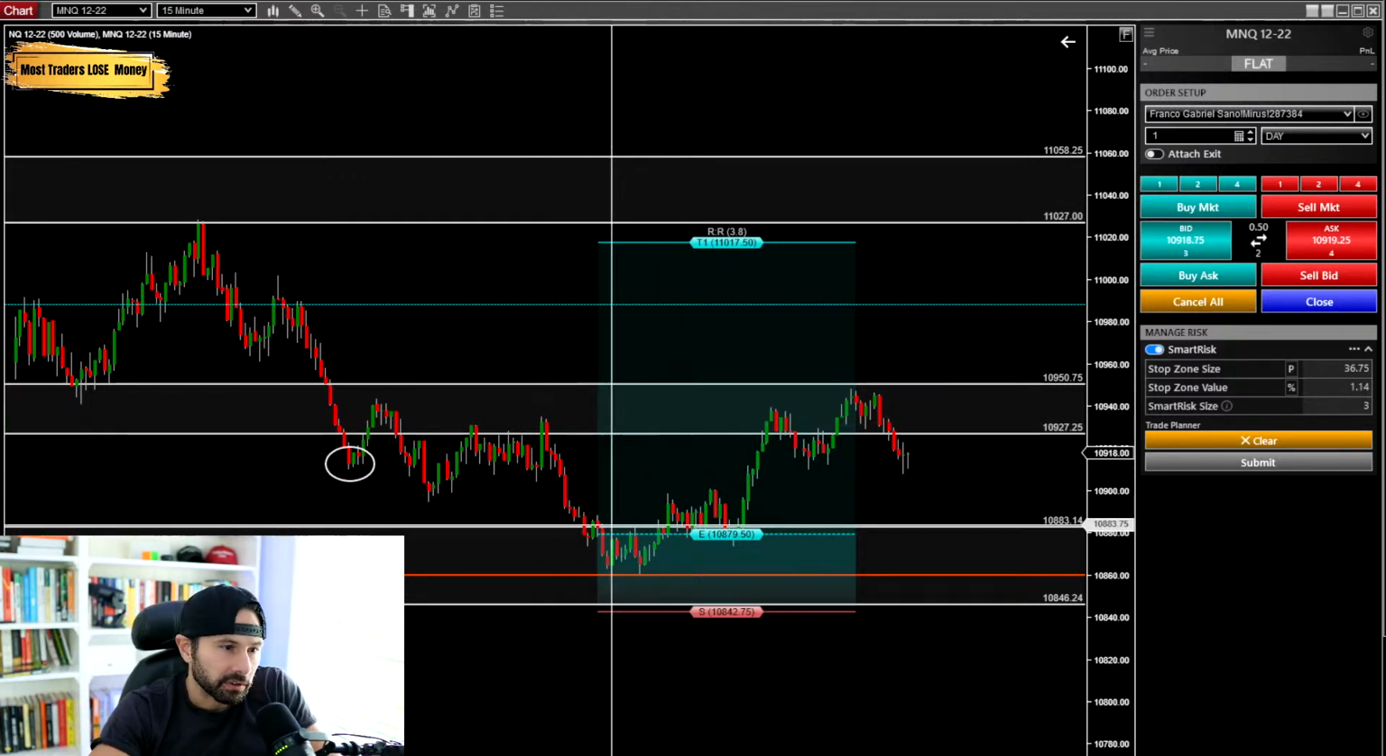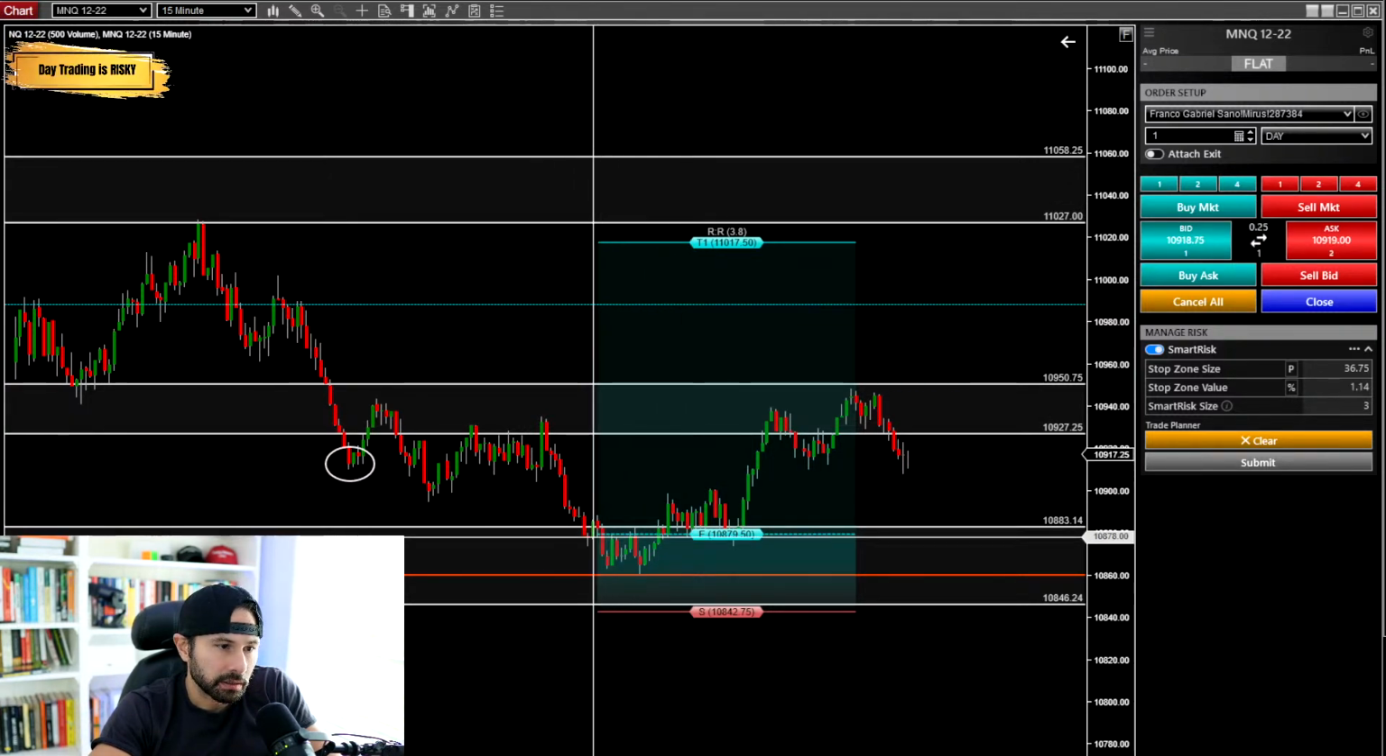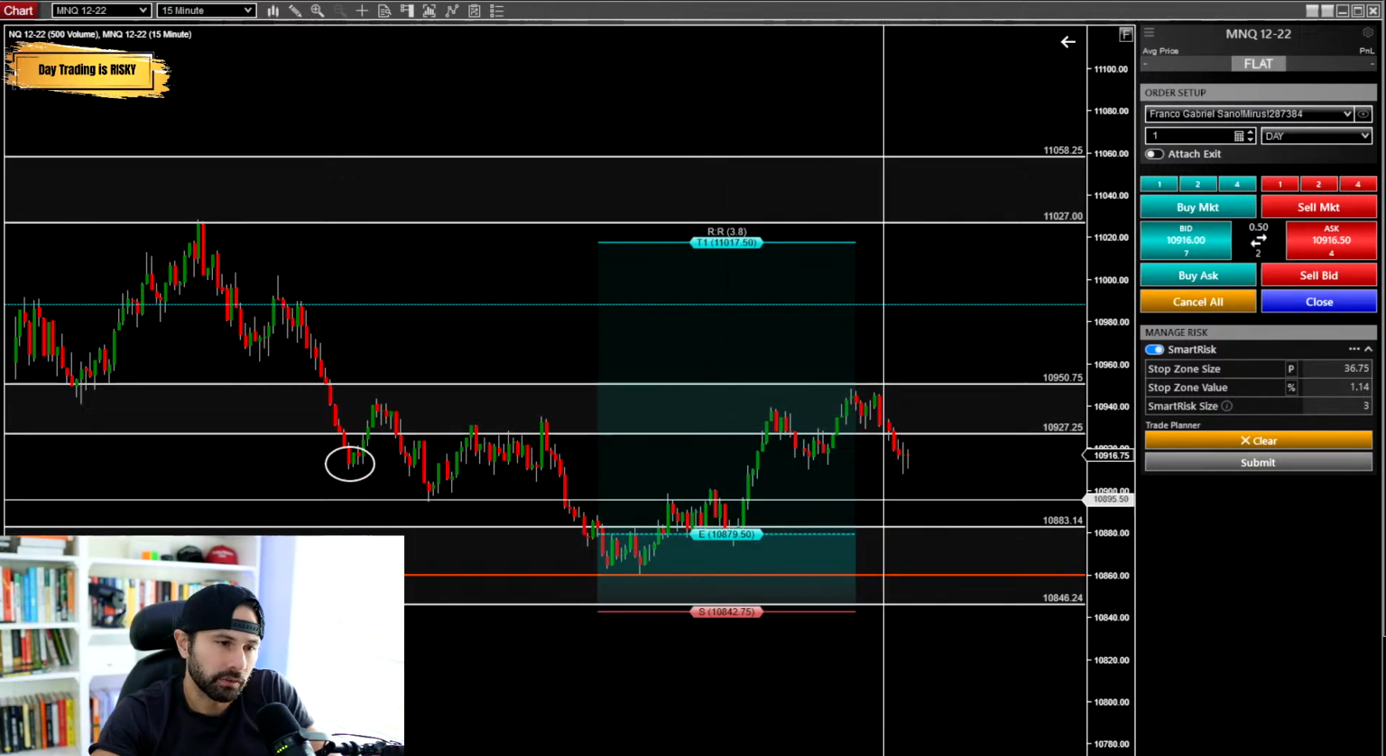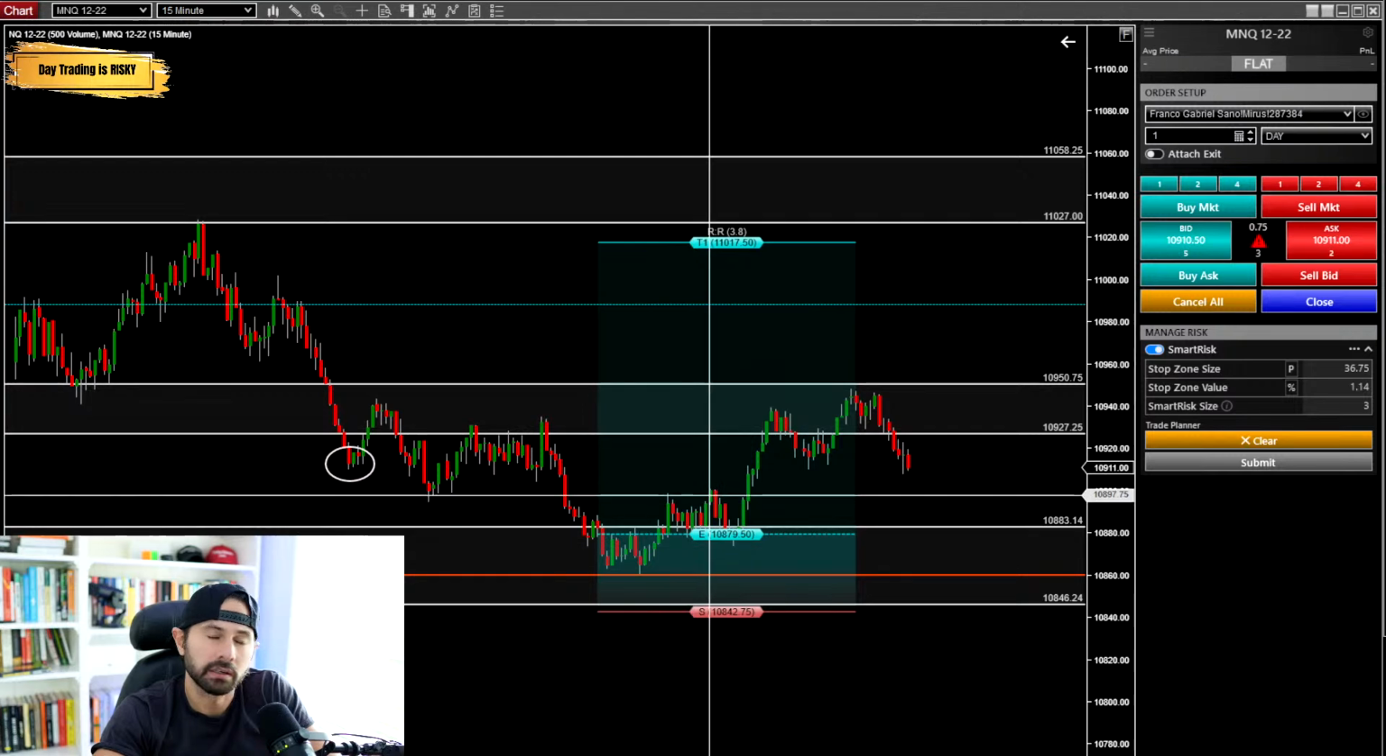So you say if it comes back from here, you would try the long again. That's what you say. Probably this is an accumulation area.